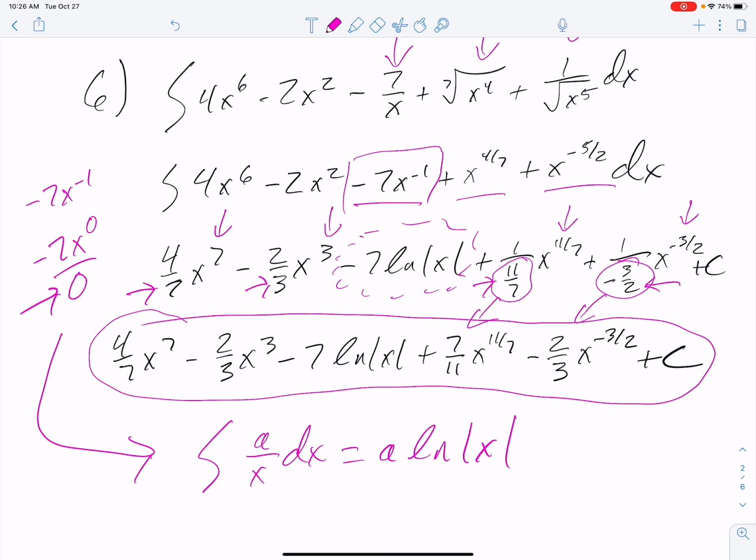We're going to spend more time working with the anti-power rule. Hopefully this is a good start though. If you have any questions, feel free to ask in class.